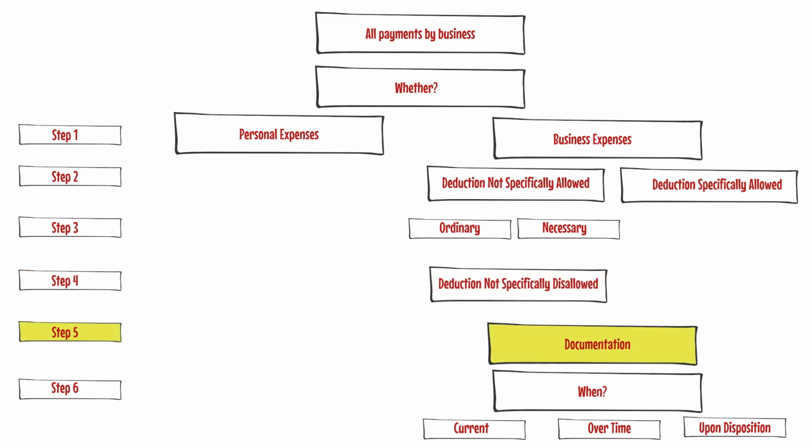Step 5: do you have enough documentation to support your deduction, both that you're entitled to a deduction and the amount of that deduction? Step 6: once you complete all of these steps, you then decide when you get to recover the costs that are legitimate business expenses, that the code permits you to write off, and that you can substantiate. Is it a current expense, a capital expenditure that gets recovered over time? Or is it an inventory cost that gets recovered through an inventory accounting method? Now you can start filling out your tax return.